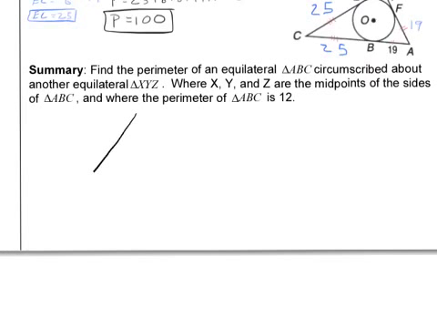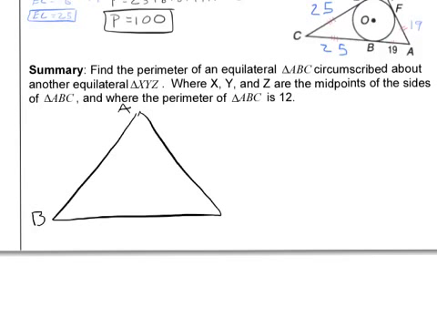ABC would have to look something like this. Let's call this A, let's call this B, let's call this C. And it says that XYZ is inside of it, where X, Y, and Z are the midpoints of the sides. So XYZ is going to look something like this, of ABC. Okay, so I think that it's going to look like X, Y, Z.